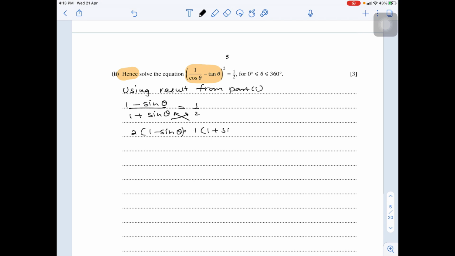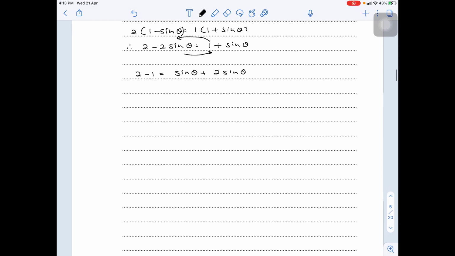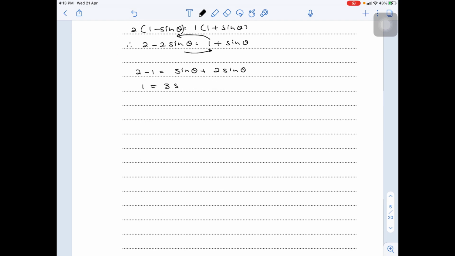In this case I'm cross multiplying now. 2 times (1 minus sin theta) equals 1 times (1 plus sin theta). 2 minus 2 sin theta equals 1 plus sin theta. Sending 1 there, 2 sin theta there, so that becomes 2 minus 1 is sin theta plus 2 sin theta. So 1 equals 3 sin theta. So sin theta is 1 over 3.